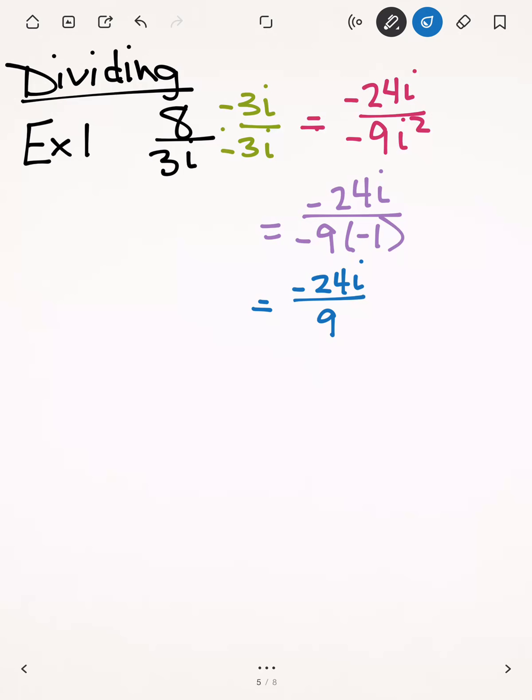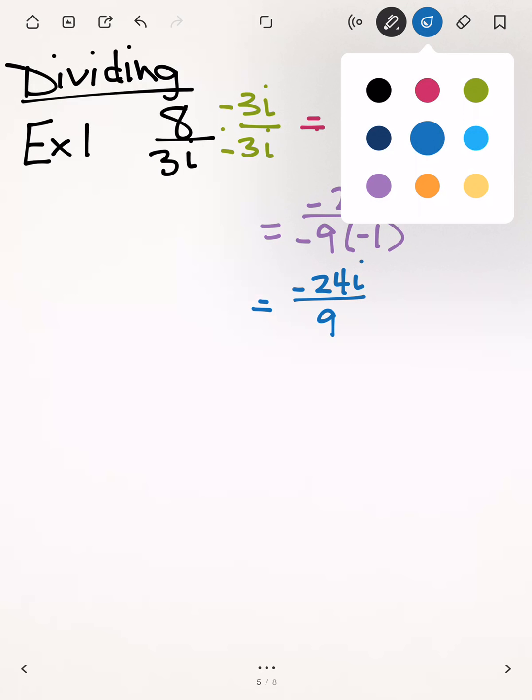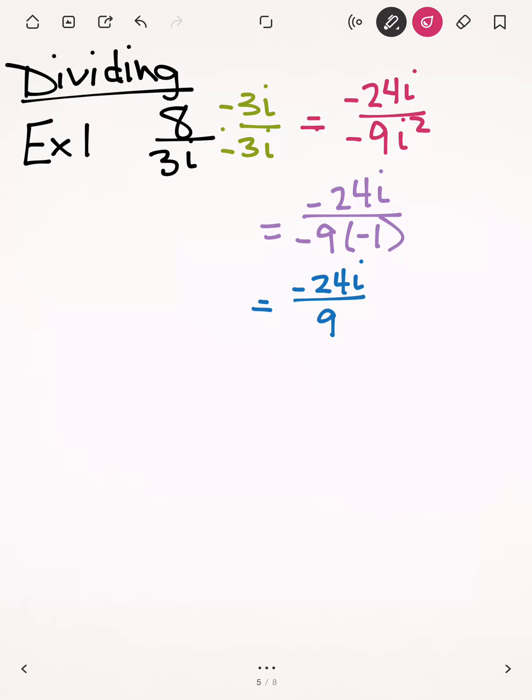And then we have to see if we can simplify the fraction. So what number goes into negative 24 and 9? Well, 3 goes into both of them. So I'm going to divide the top and the bottom by 3 to simplify the fraction. Negative 24i divided by 3 would be a negative 8i. 9 divided by 3 would be 3. And now my fraction is simplified as best it can be. So my answer is negative 8i divided by 3.